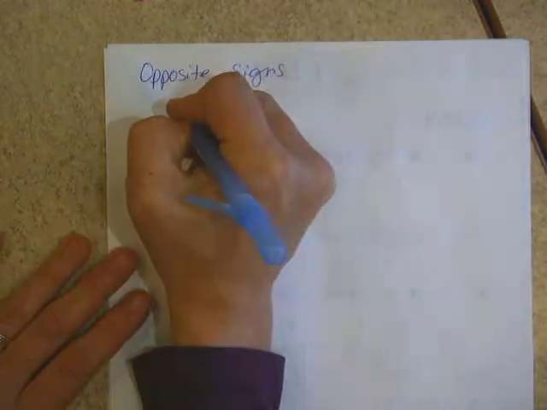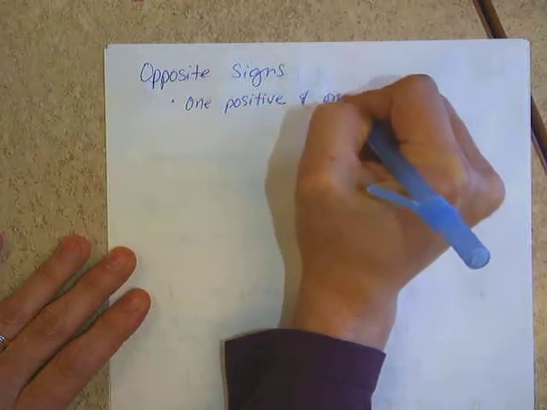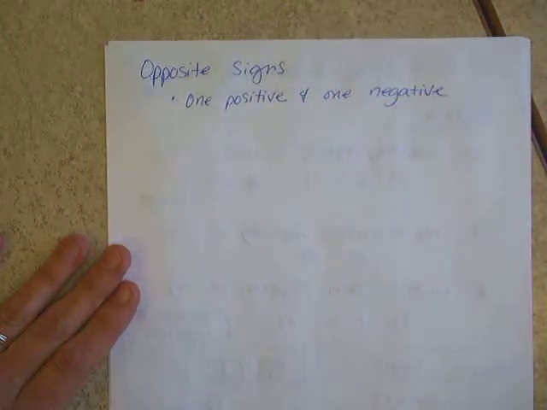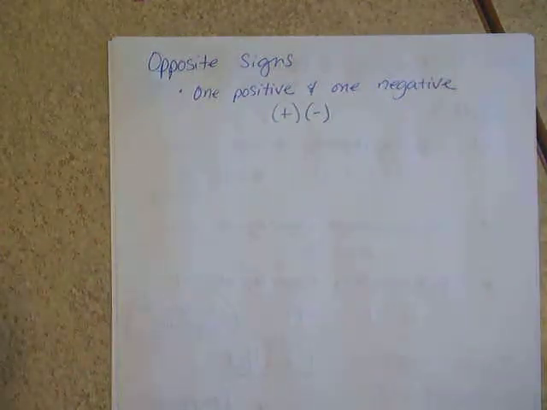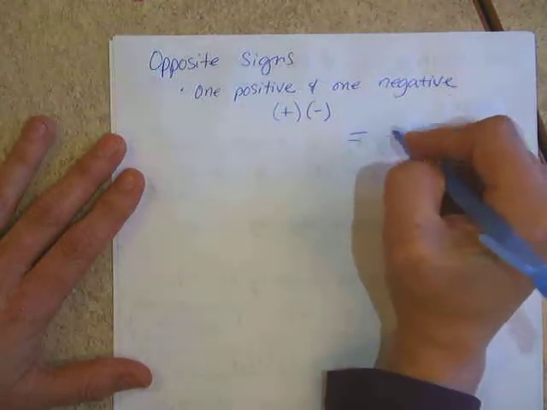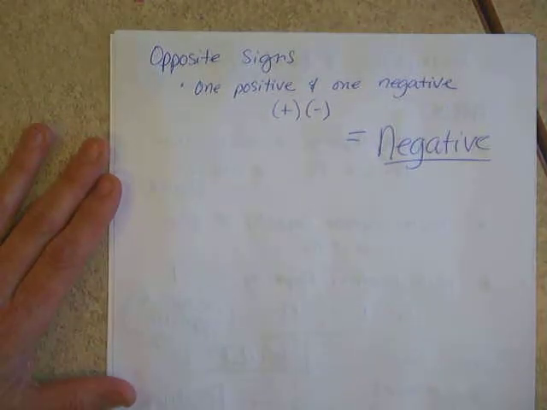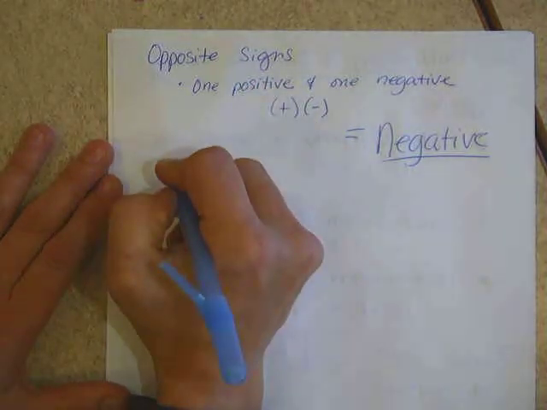All right, now the other rule is when you have opposite signs, one positive, one negative. And it doesn't really matter what the order is. Positive can come first or second, but if you have one of each, no matter what, that is going to result in a negative on your final answer.